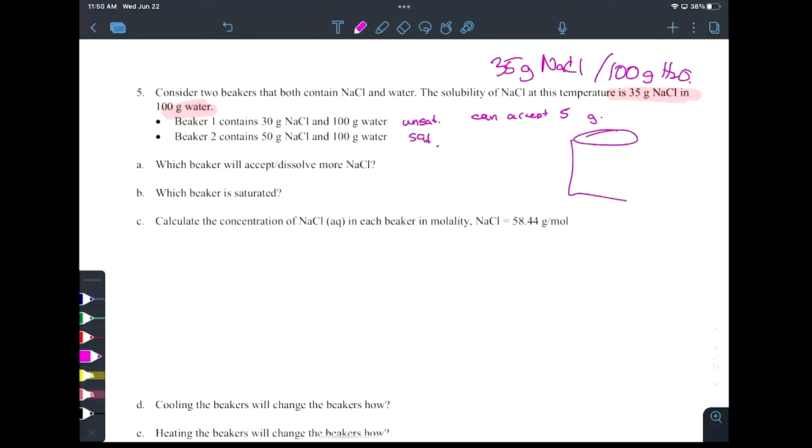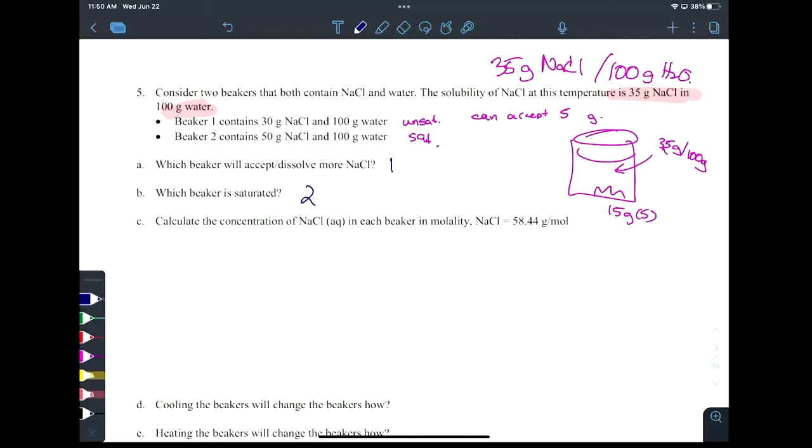What it would look like is we would have 100 grams of water. We had 15 grams of solid at the bottom, but if we actually took the concentration of the liquid, that would be a concentration of 30 grams per 100 grams of water. It would have the same max solubility dictated by what I gave you before. Okay, we already answered these. Which beaker can accept more NaCl? 1. Which is saturated? 2.